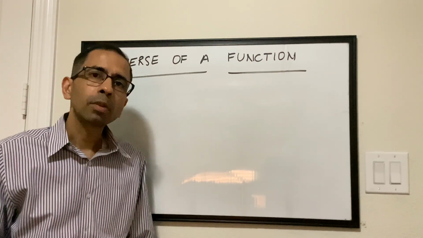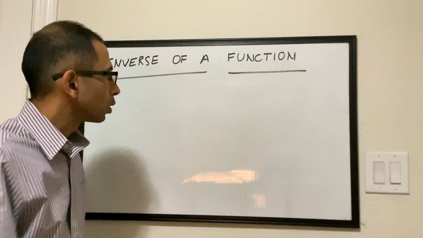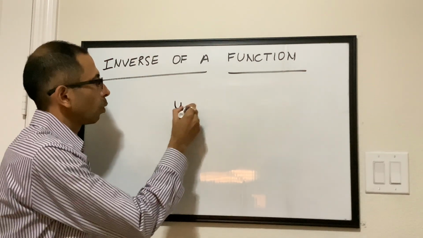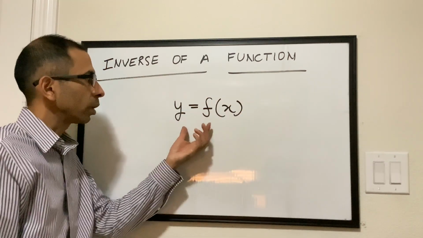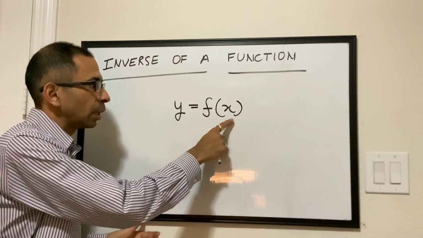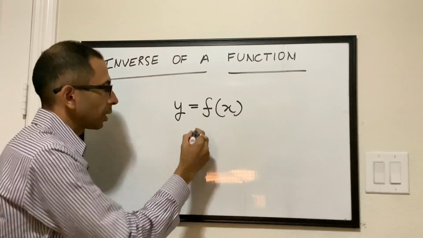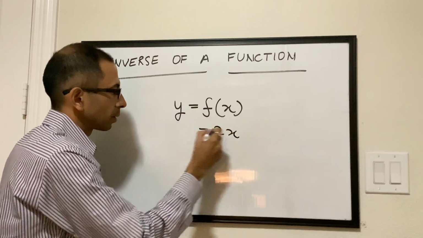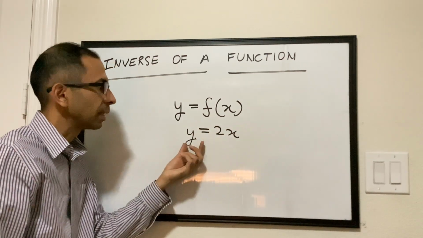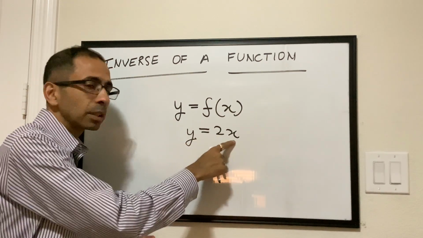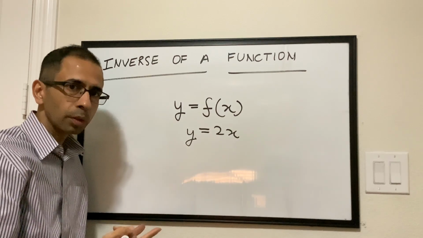Now to understand the inverse of a function, let's go back to the basic definition of a function. Let's say we have a function y is equal to f(x). What is it essentially doing? We have a value of x, and based on that function, let's say y is equal to 2x, for every value of x, y is double the value of x. So when we give x equal to 1, y is 2. When x is 3, y is 6, and so on and so forth.